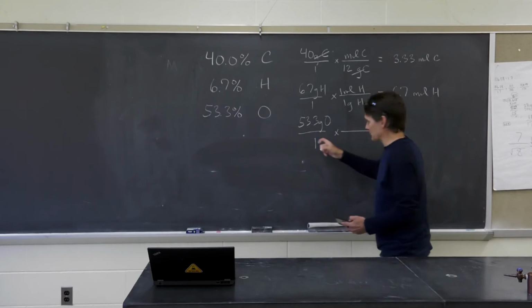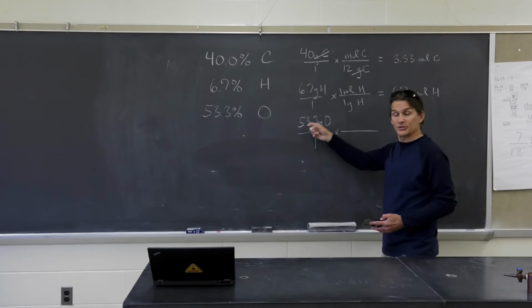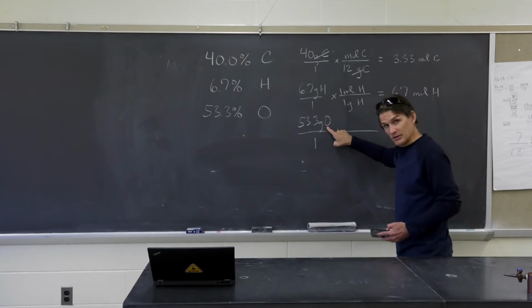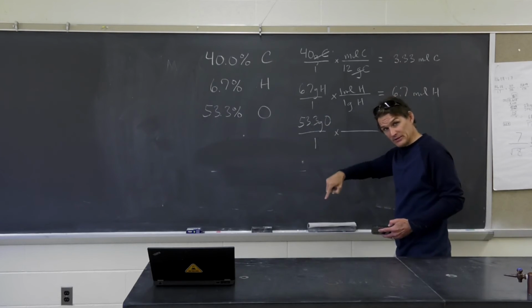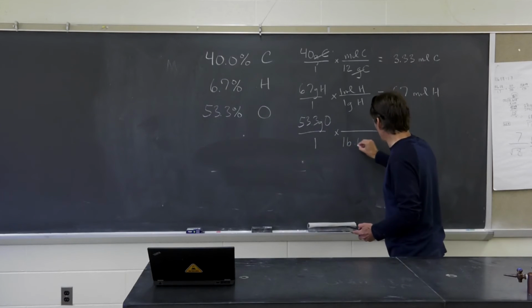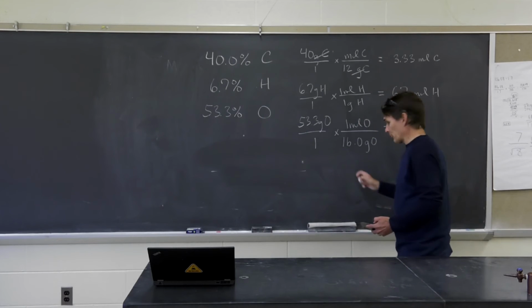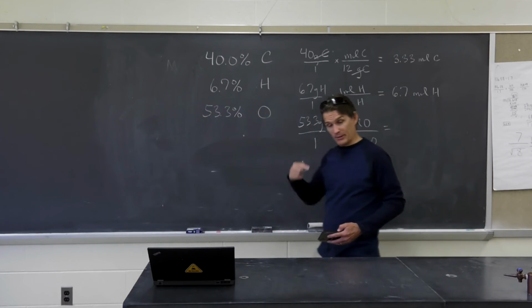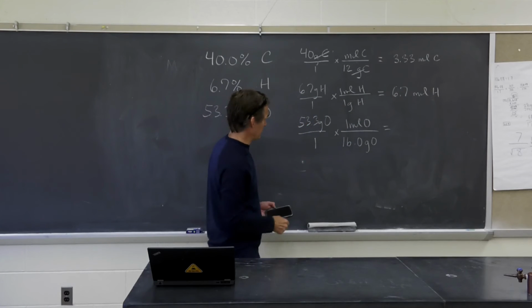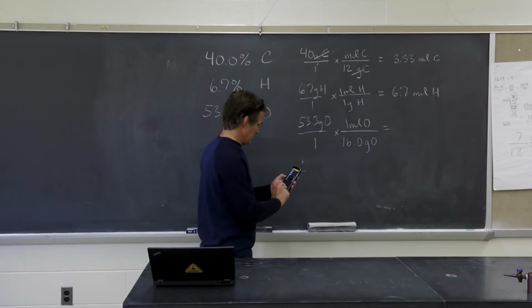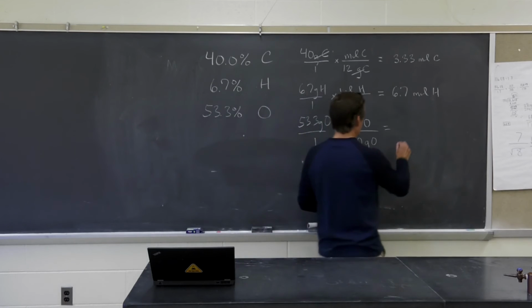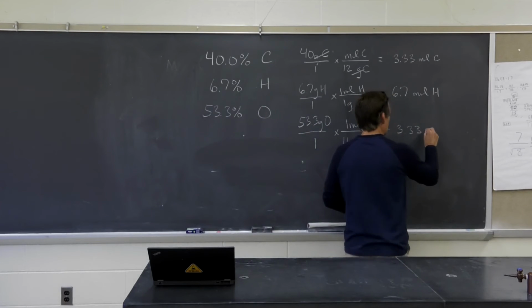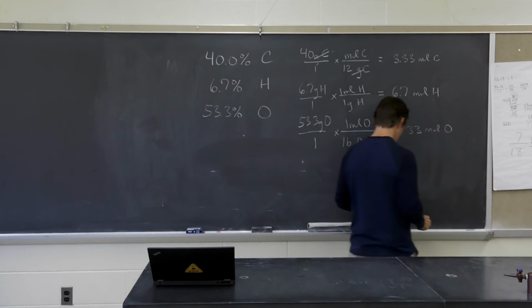Now I want to convert 53.3 grams of oxygen to moles of oxygen. If I look at oxygen on the periodic table, beneath its symbol, I'm going to see 16.0 grams of oxygen. That's 1 mole of oxygen. Notice you might see something different on your periodic table. I'm just doing it from memory, so I don't have all the digits memorized, but I do have a lot of the numbers. So we're going to go 53.3 divided by 16. 3.33. That's going to be moles of oxygen.